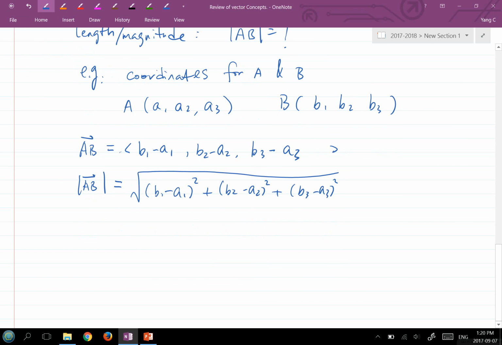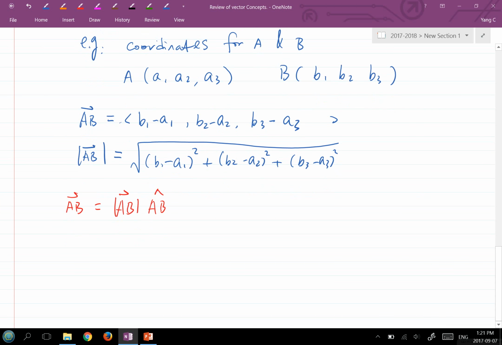If I have a vector AB, how do I express this vector? I can express it as its length times its direction. Those are the two components of a vector, length and direction.